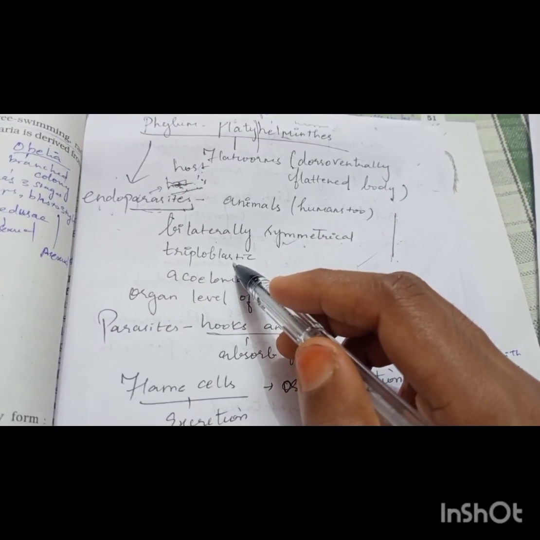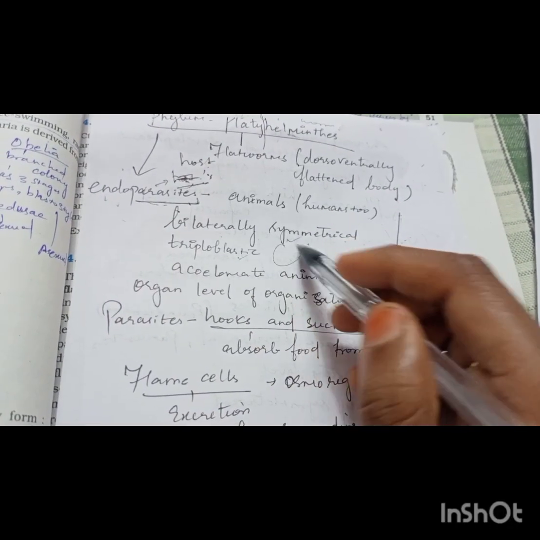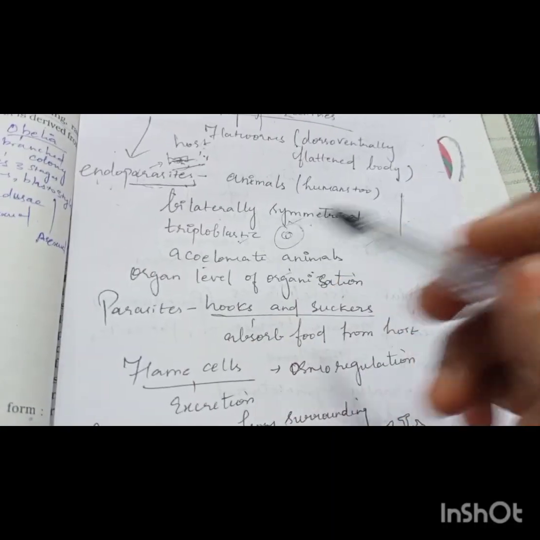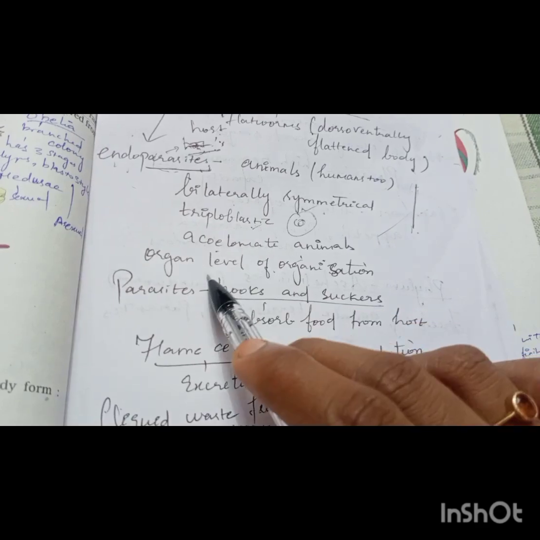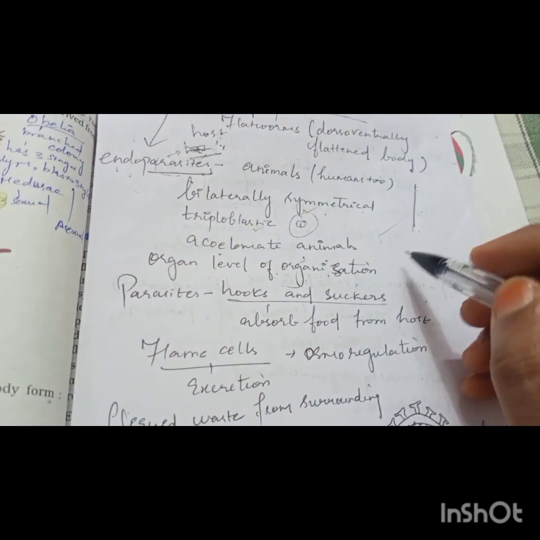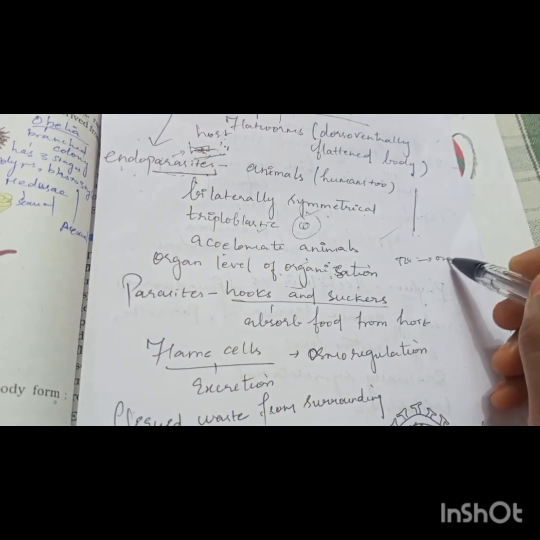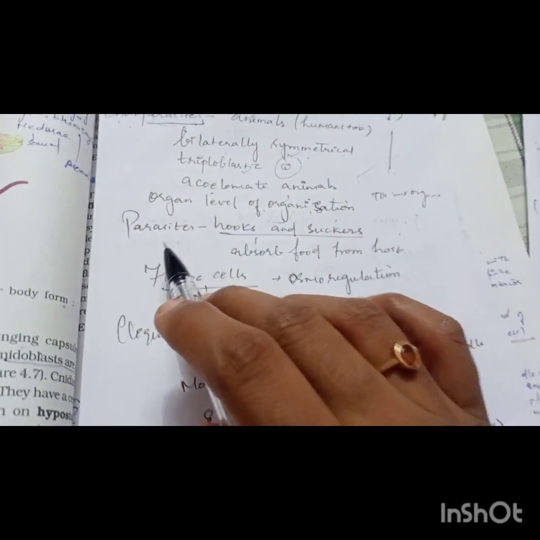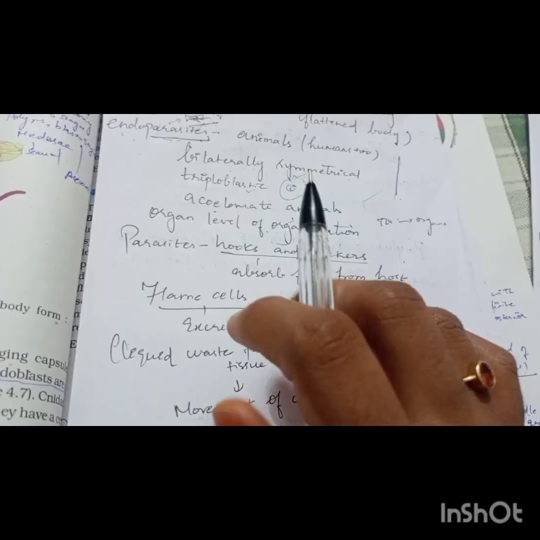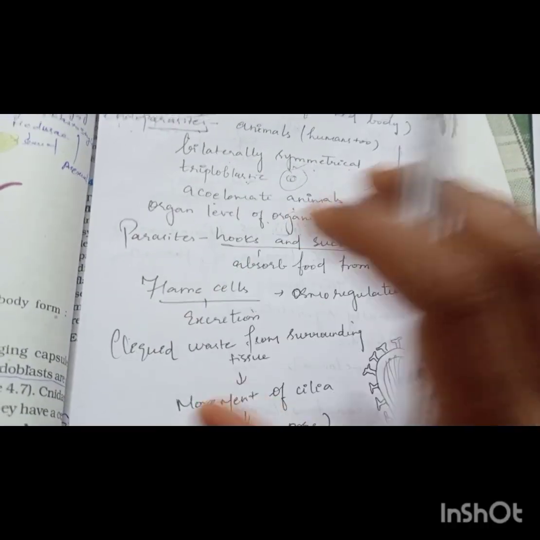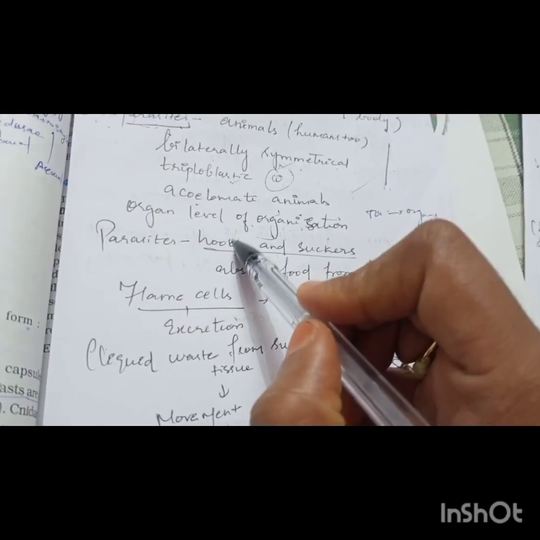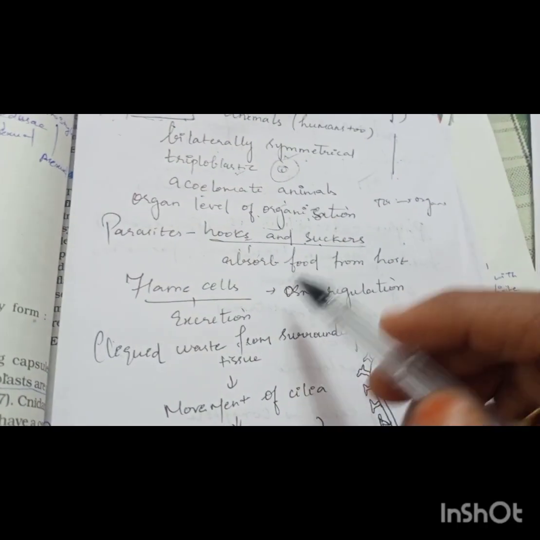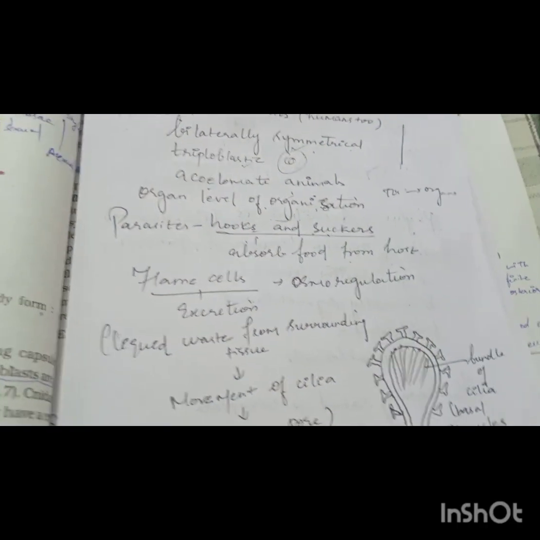Here, the organization is triploblastic. Ectoderm, mesoderm, and endoderm will be present. These are acoelomate animals, that is, the coelom will be absent. Here the organ level of organization will be there. Tissues combine to form organs and these organs perform various activities. Since it is a parasite, it has to have a means to attach to the host and get food from it. So it will have hooks and suckers. Hooks and suckers help in absorption of food from the host.